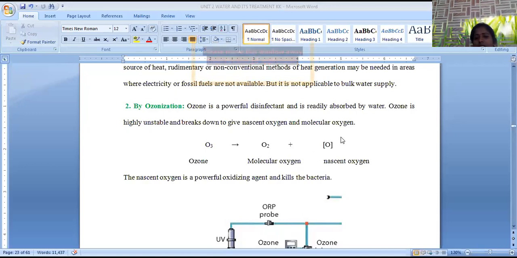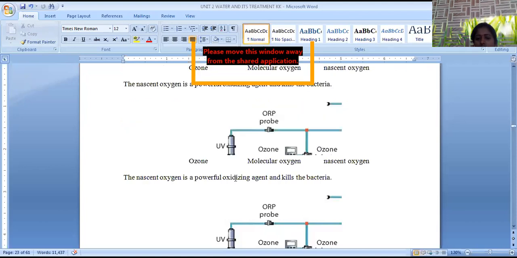And second is nascent oxygen. This released nascent oxygen will kill pathogenic organisms present in the water sample. And the next is about the schematic representation of this ozone treatment.